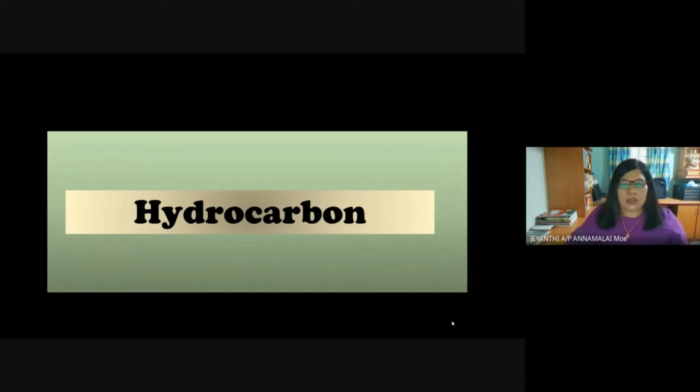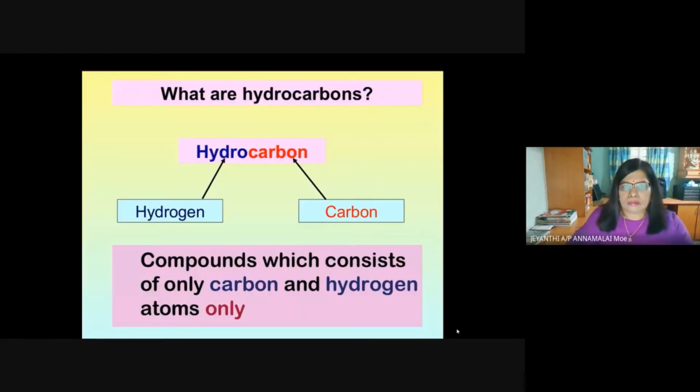Hydrocarbon. Of course, our topic, we have hydrocarbon, then we have alcohol, then we have fats. But then, we go one by one. So we want to have very clear information about this thing before we move further. What are hydrocarbons? From the word itself, you know what is hydrocarbon. It's hydrocarbon. So hydrogen and carbon.